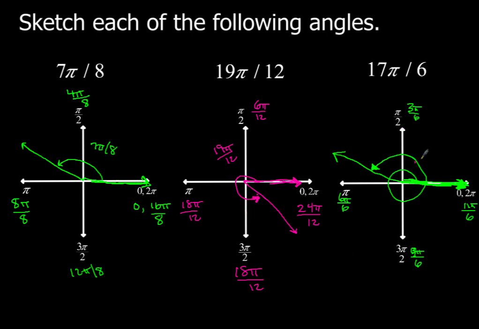Now, this last one, 17 pi over 6, sometimes people will have you make sure that you go through and write the measurement of the angle that you just drew. All right, so that way if somebody's looking at your work, they know, yep, that's what you meant when you drew that angle. All right, so that's it for this video. That's just a quick introduction to sketching angles that are measured in radians.